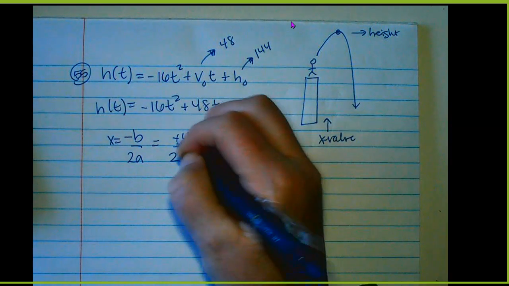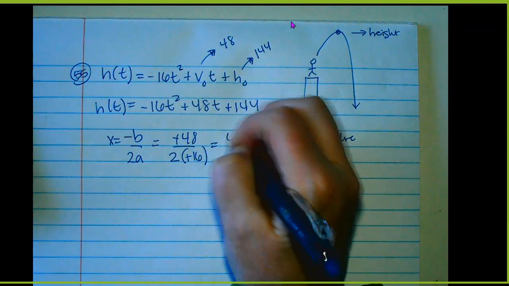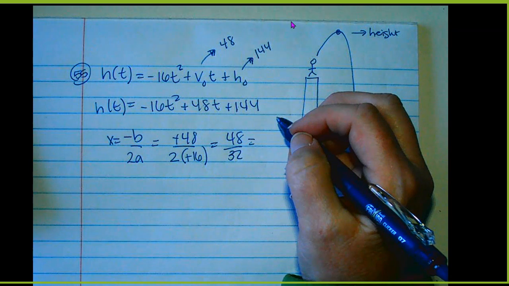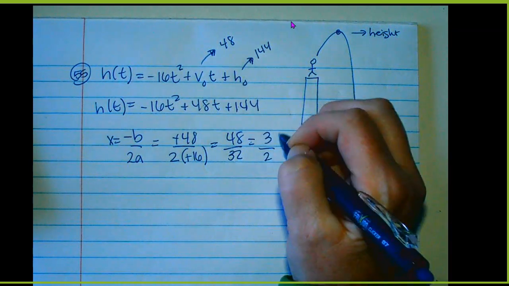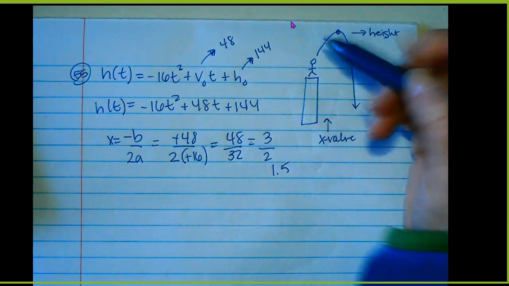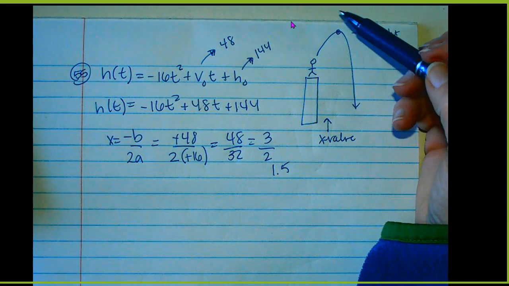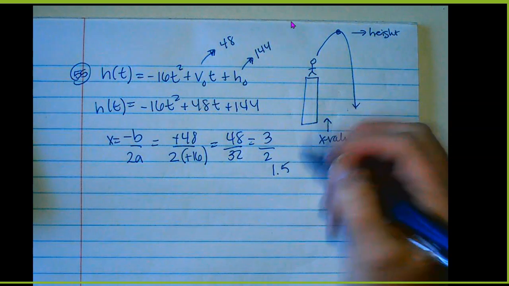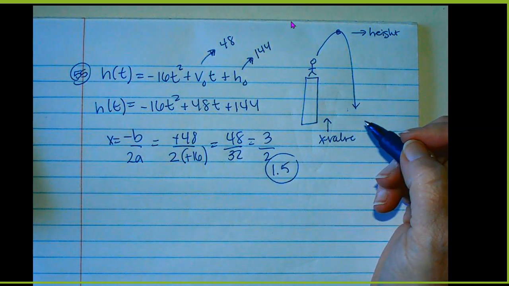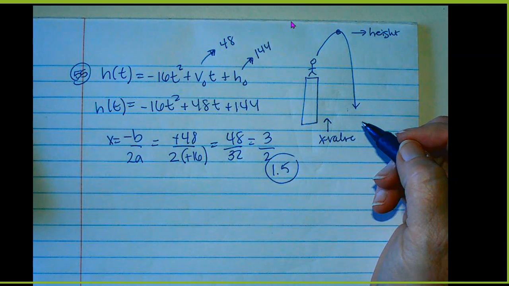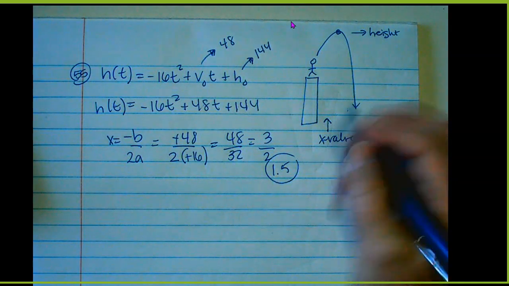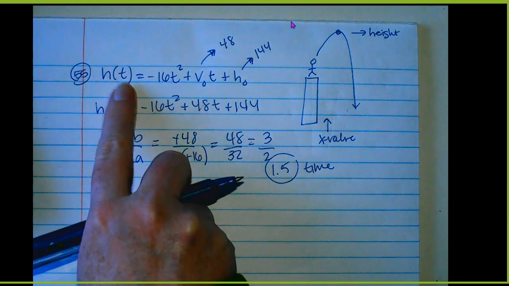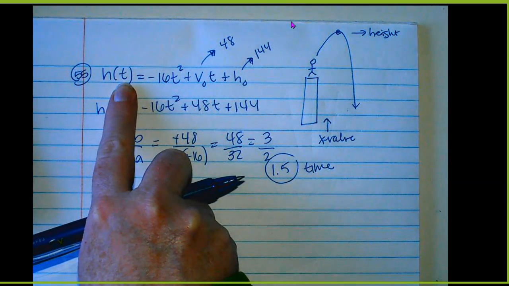So the positive and negative cancel out. We have 48 over 32. 16 goes 3 times and 2 times. This is at a second and a half. He throws it, and whatever, it gets to the top and then it turns around and goes back. So 1.5, is that time or height? Time. In order to find out height, we have to put the time in. How about that? Does that make sense?